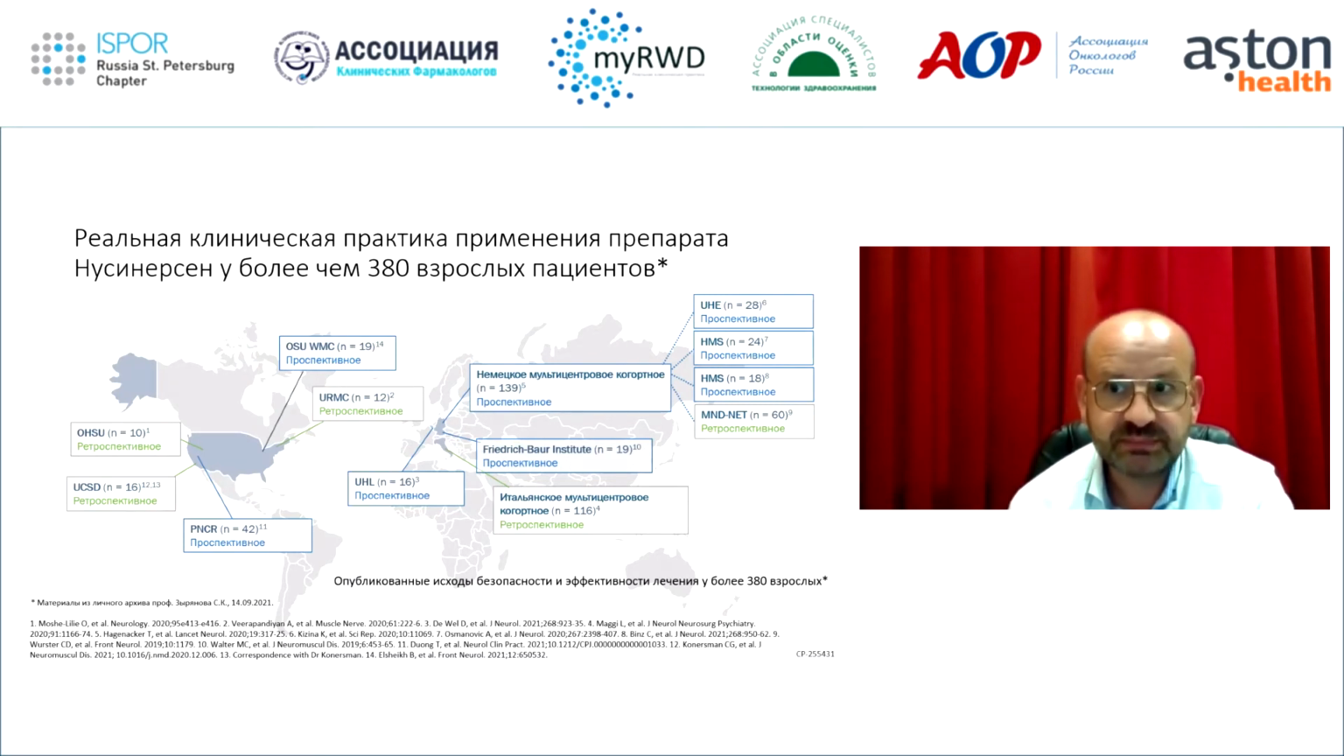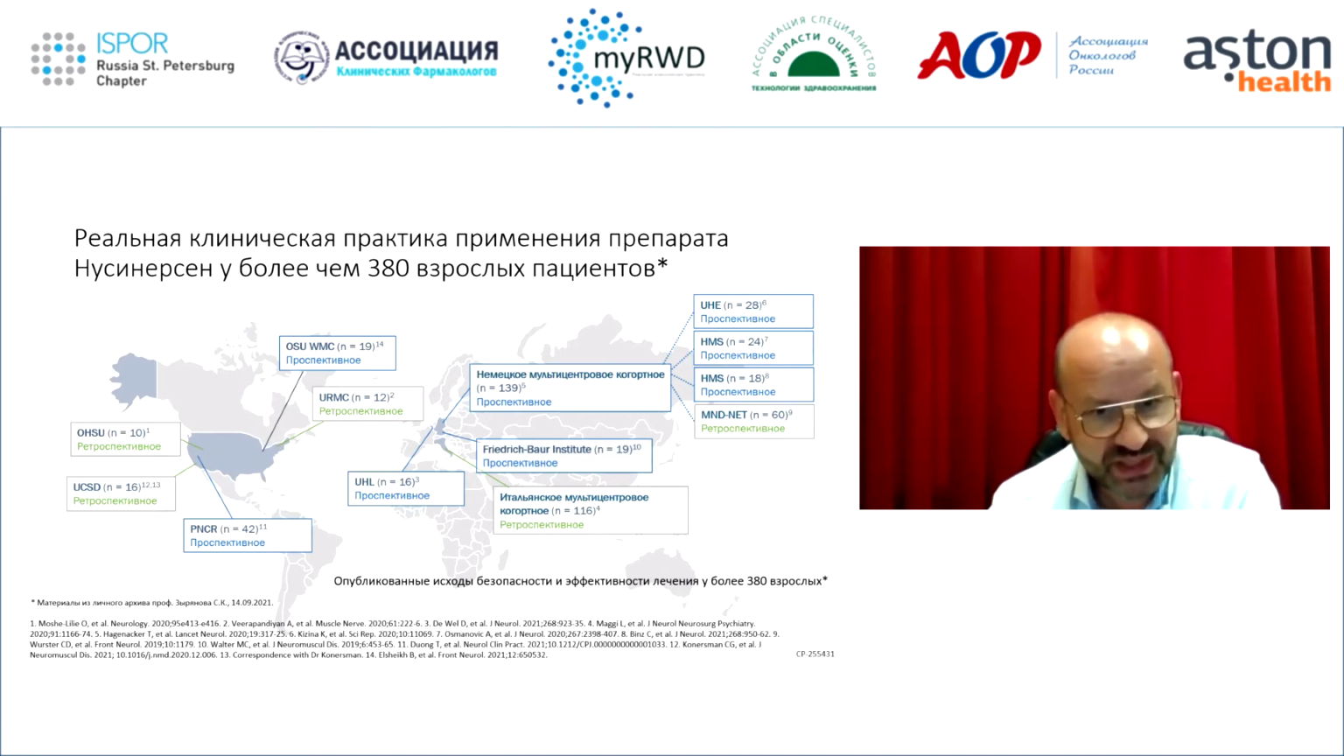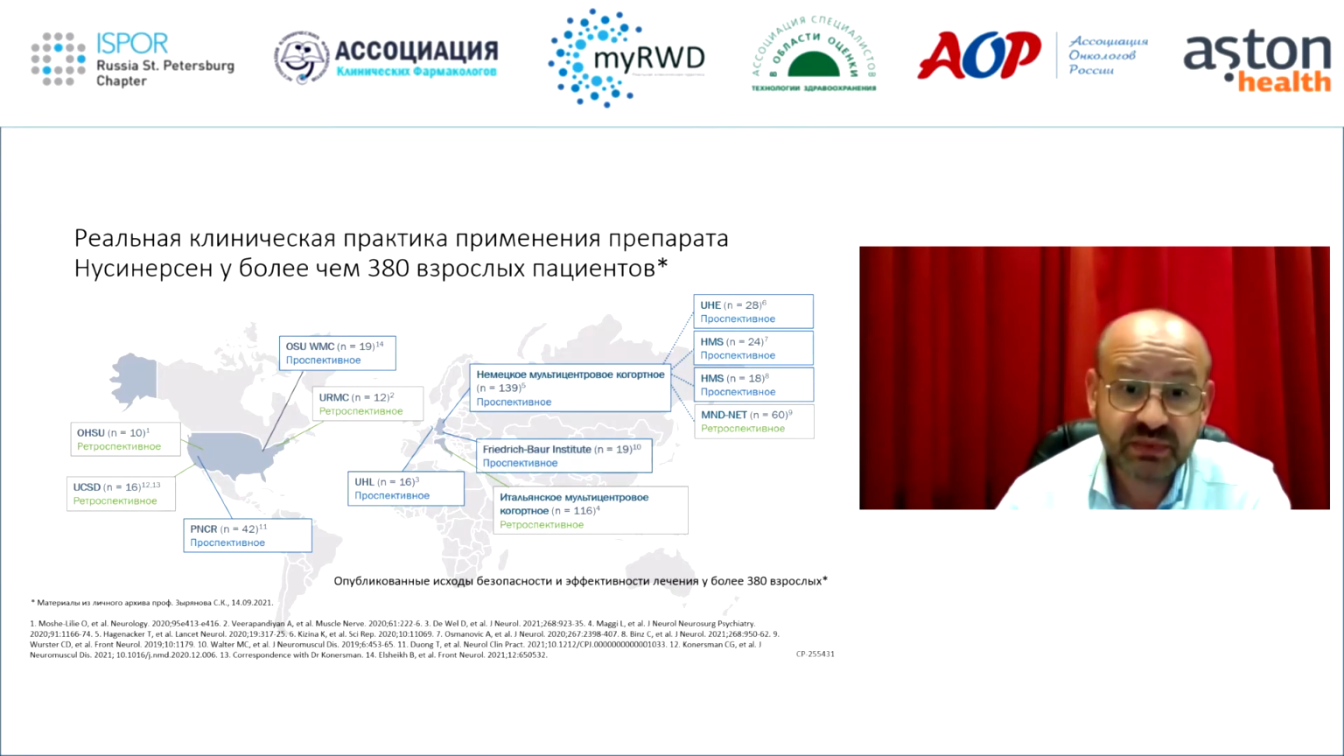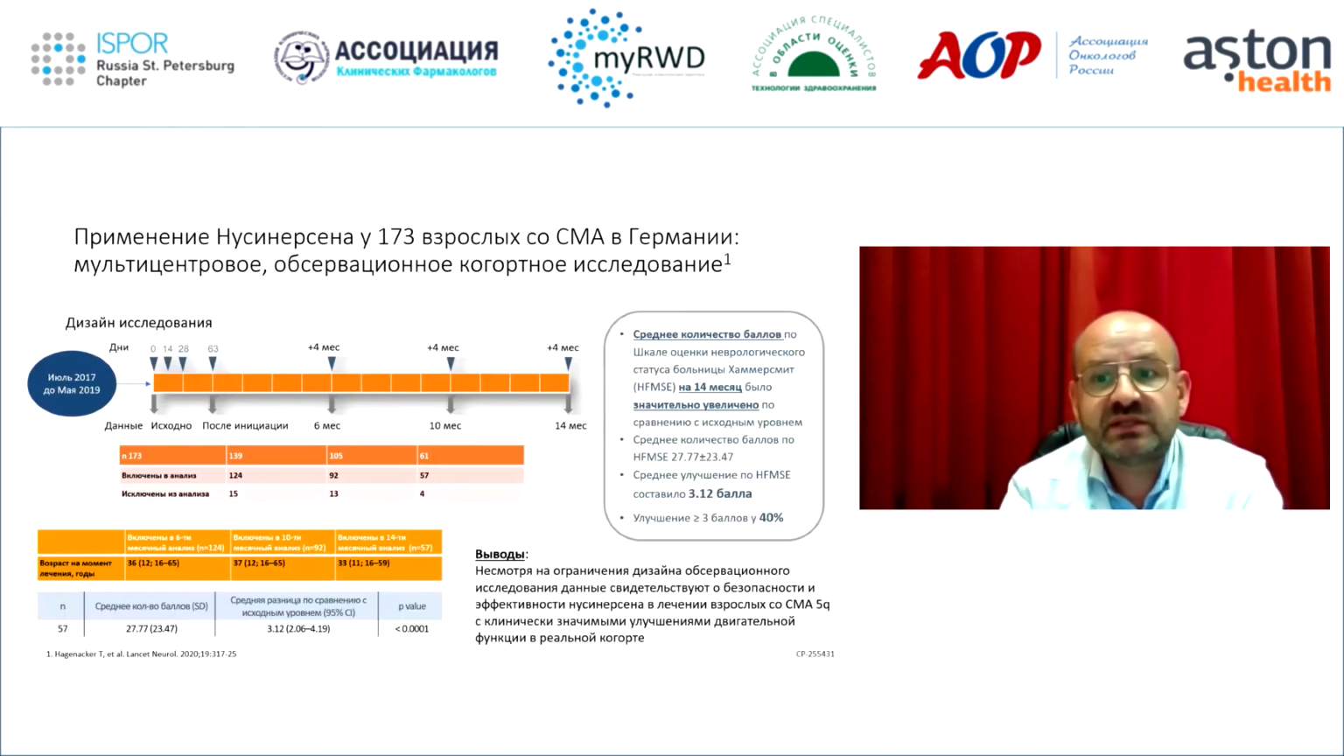So we're accumulating our RWD data, including adults, like 400 patients in different trials. The results have already been published. You can see multi-center observational studies, and this cohort observational study data showed the clinical improvement of the motor function in a real cohort of adult patients.